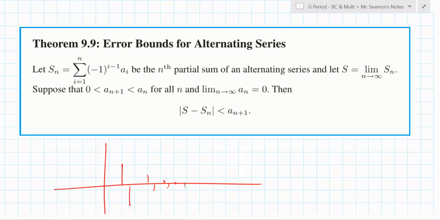This is what's really cool. The error is at maximum equal to the next term in the sequence. Let me show you. I'll show you the picture. It should make visual sense, but let me show you what I mean.